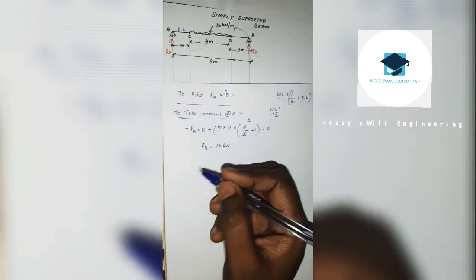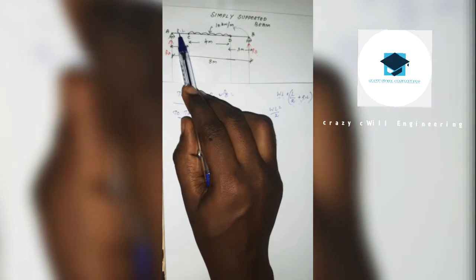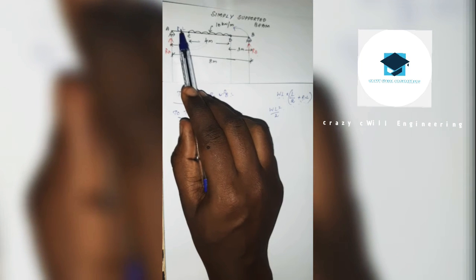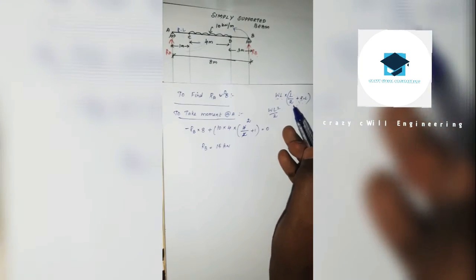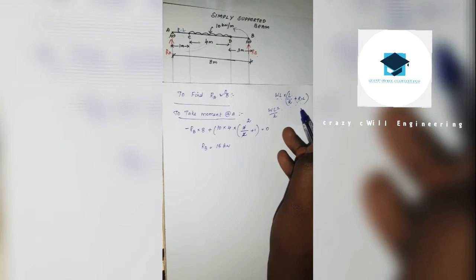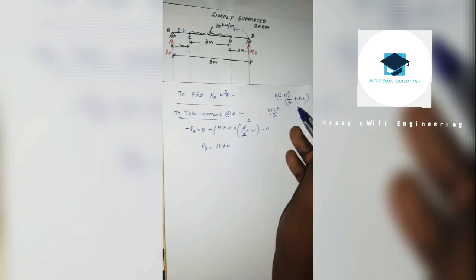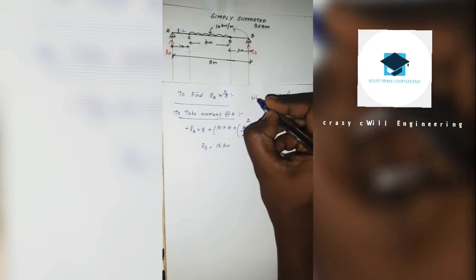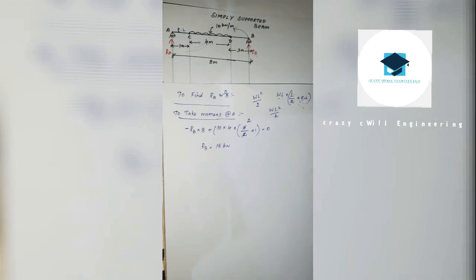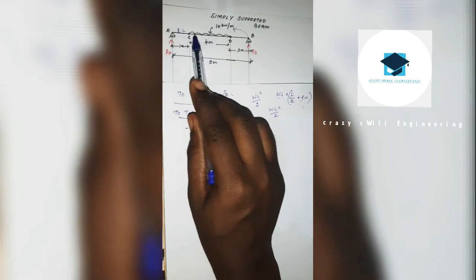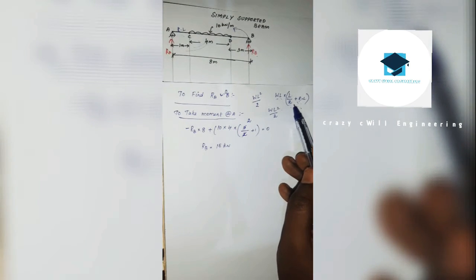Do you understand? Due to this UDL, it gives some moment values, so it gives some deformation, so I changed this formula like this. If the UDL is acting on the entire span, we don't change this formula; we write it as W L square by 2 as it is. If the UDL is not acting on the entire span, you have to write the formula like that.